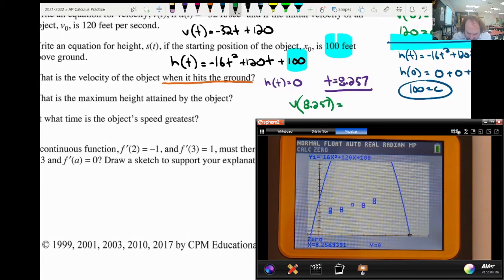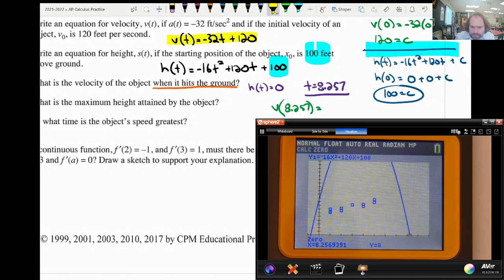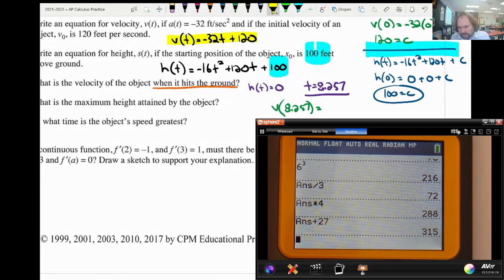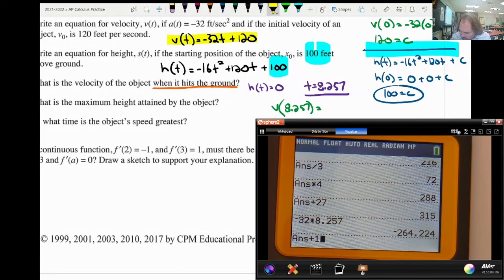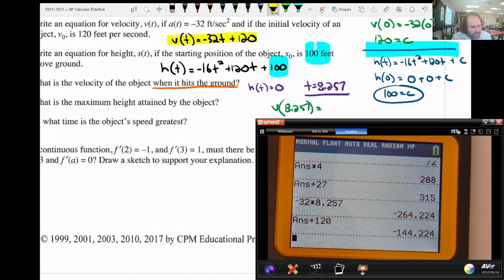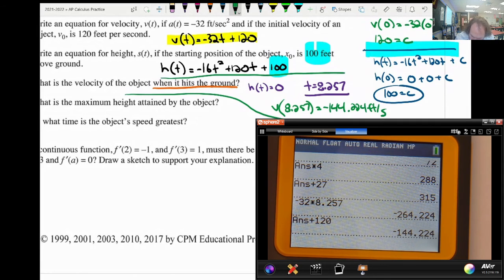And unfortunately, we've got a formula for that. We've got a function right up here. So we're just going to plug that right into it. I'm going to use my calculator. It's going to be negative 32 times 8.257 plus the initial velocity of 120, which it looks like negative 144 for this problem is what I'm getting at. Negative 144.22 feet per second. This is my answer for D. I'm trying to section off my work here for these problems, like that. I don't know if that helps or not.